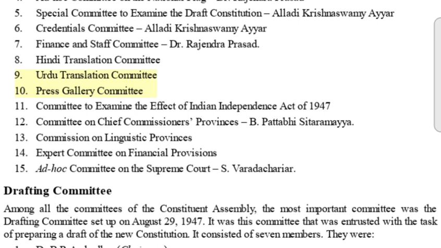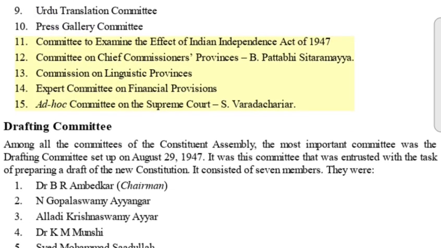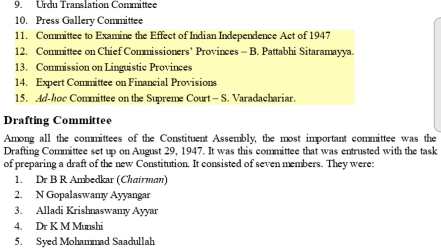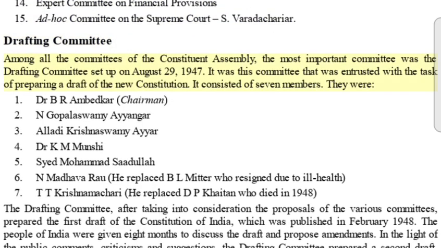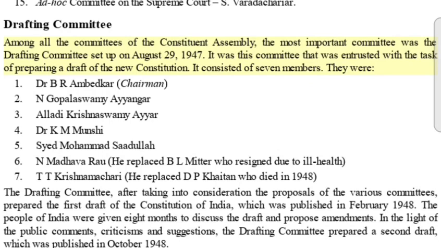Press Gallery Committee. Committee to examine the effect of the Indian Independence Act of 1947. Committee on Chief Commissioners' Provinces, B. Pattabhi Sitaramayya. Commission on Linguistic Provinces. Expert Committee on Financial Provisions. Ad Hoc Committee on the Supreme Court, S. Varadachariar.